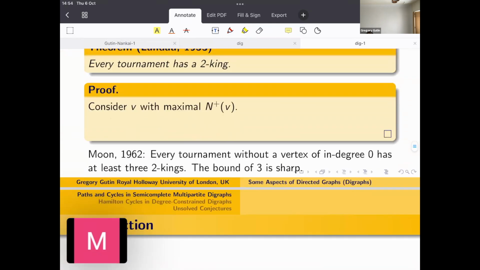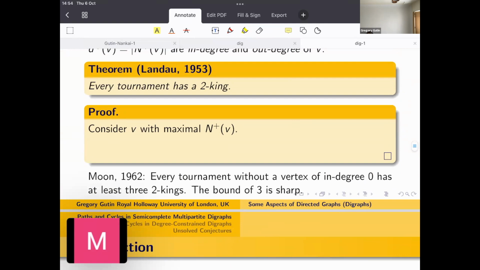Okay, and then Moon proved further in 1962 that every tournament without a vertex of in-degree zero, so there is no vertex to which no arc goes in, for which all arcs go out of it, has at least three kings. So if there is no such universal vertex which dominates everybody, then there are at least three kings, and the bound of three is sharp, so you cannot improve it to two, for example.